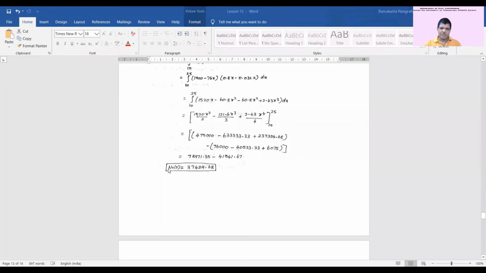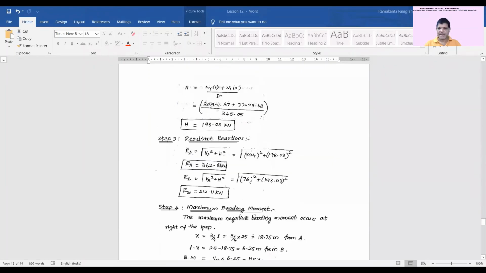Now once you find the moments M1, M2, then find out the value of H. To find the value of H, we take moment 1 and moment 2, and these two moments divided by the denominator give the value of H. Now this value of H comes out to be 1898.03 kilonewton. Once you find H, you can find the resultant at RA by VA square plus S square, which would come 362.81 kilonewton. And at RB, like the previous problem, VB square plus S square gives the value of RB, 212.11 kilonewton.